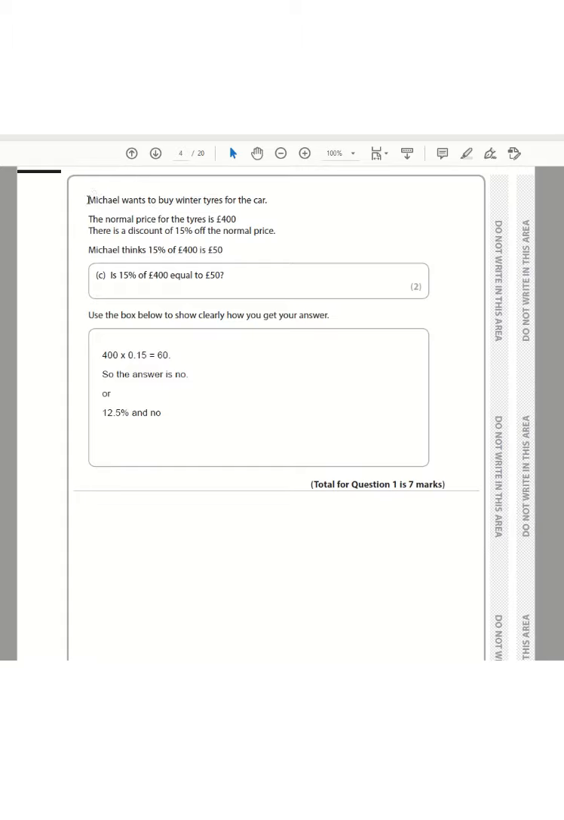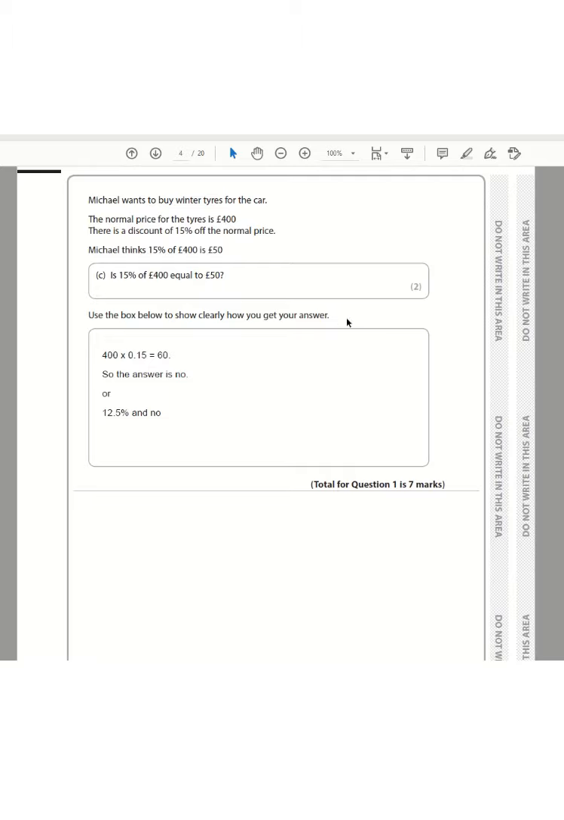Another thing, because we all have to buy tyres for our cars at some point. Michael wants to buy winter tyres for the car. The normal price of the tyres is £400. There's a discount of 15% of the normal price. Michael thinks 15% of 400 is £50. Is 15% of £400 equal to £50?